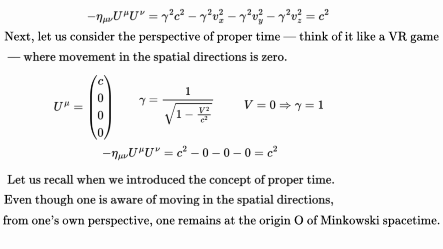Next, let us consider the perspective of proper time. Think of it like a VR game, where movement in the spatial directions is 0. Let us recall when we introduced the concept of proper time. Even though one is aware of moving in the spatial directions, from one's own perspective, one remains at the origin O of Minkowski spacetime.